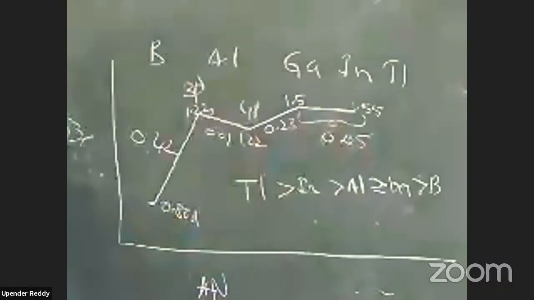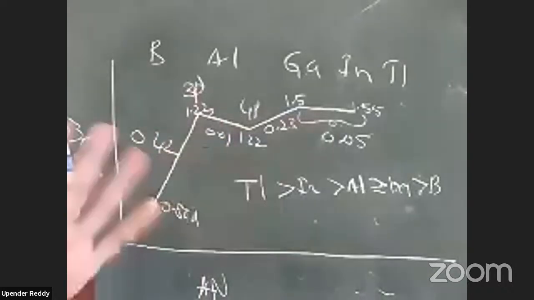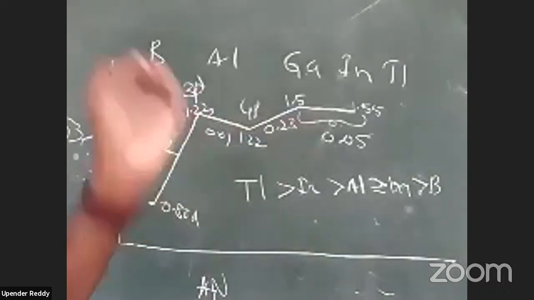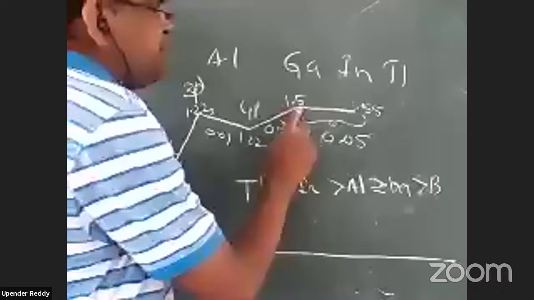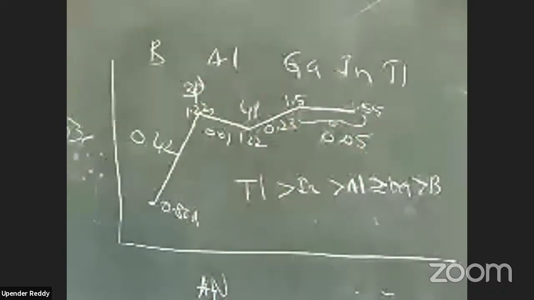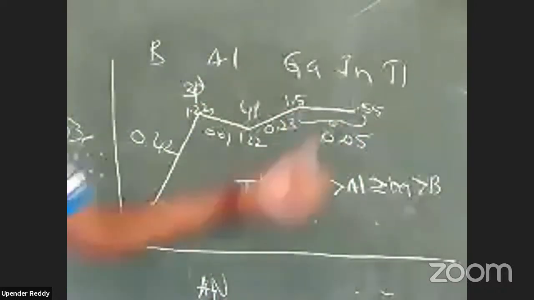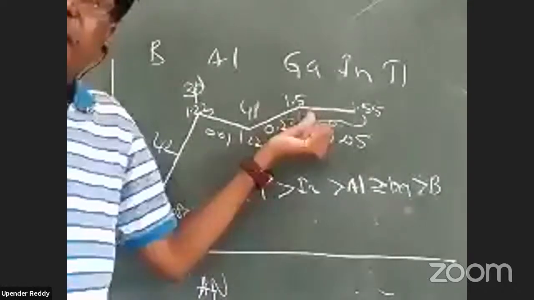But what happened here? Boron to aluminium, a rapid increase, a large increase. Aluminium to gallium, no increase, somewhat a small decrease and increase. Everywhere there is an increase, but not a large increase year to year; it is a very minute, small increase. All of you know very well, this is because of the lanthanide contraction effect.